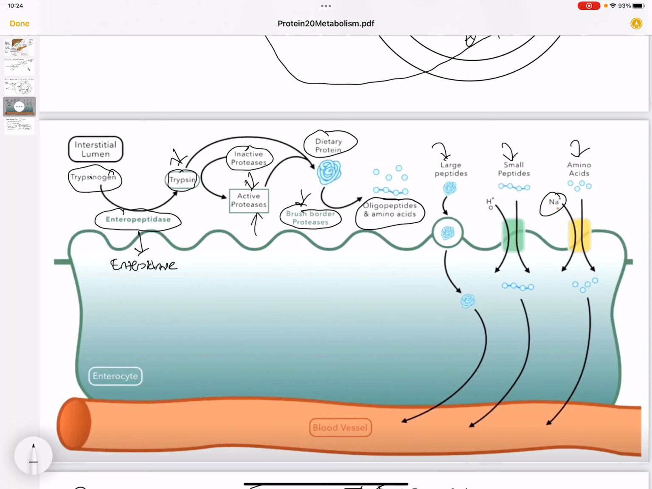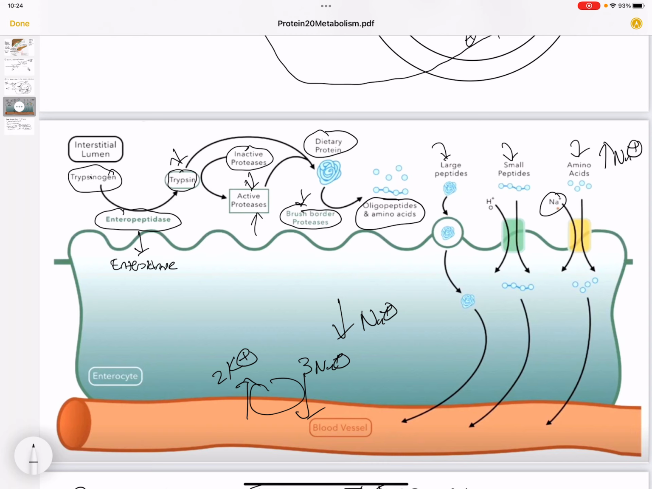On the basolateral side of every cell in our body is a sodium-potassium pump, which is going to pump 3 sodiums out and 2 potassiums in. So this is going to decrease the sodium concentration in the cell. So we're going to have a higher concentration of sodium outside the cell in the lumen, and we can use this concentration gradient to bring in amino acids.